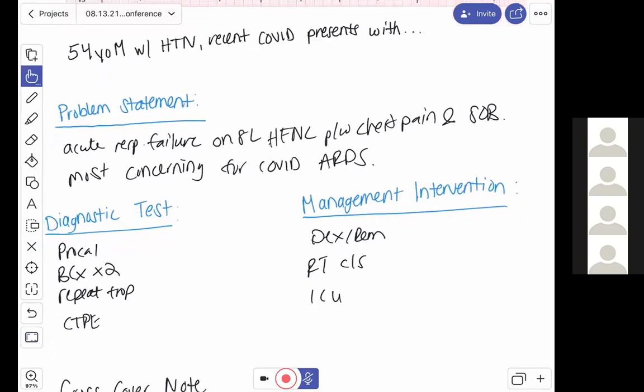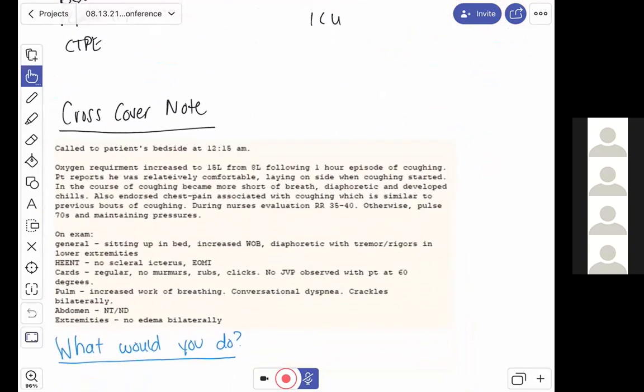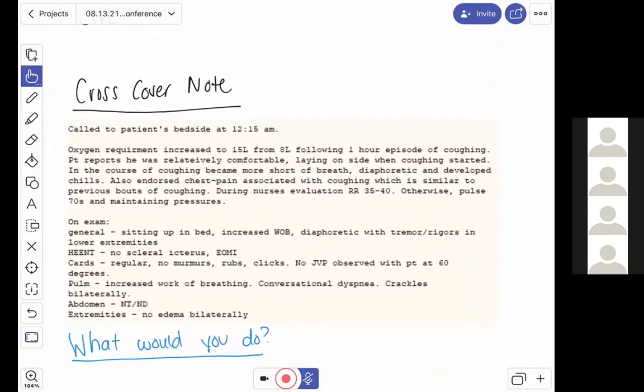All right, let's keep moving. So obviously nothing ever goes as planned with an individual who is admitted for COVID. So the night that he's admitted, there's a cross-cover event. They're called to his bedside at approximately 12:15 in the morning. His oxygen requirements have increased to 15 liters from 8 liters following a 1-hour episode of coughing.